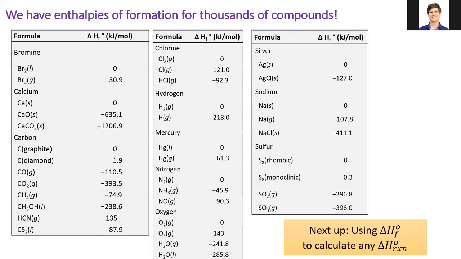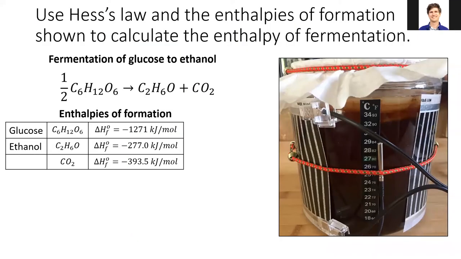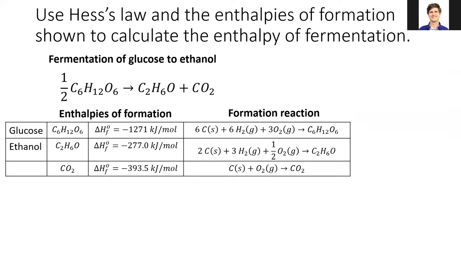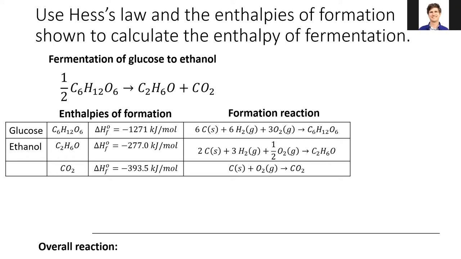We can use these enthalpies of formation to calculate the enthalpy of any chemical reaction involving compounds with known enthalpies of formation. To see how this works, let's calculate the overall reaction enthalpy for the fermentation of glucose into ethanol and carbon dioxide. I know from experience that the process of fermentation releases heat, but can we verify that with our calculation? To see how this uses Hess's law, I've written the formation reactions of each compound to the right of its formation enthalpy. As in the Hess's law problem from the last section, our goal is to assemble the fermentation overall reaction from each of the reactions written in the box.